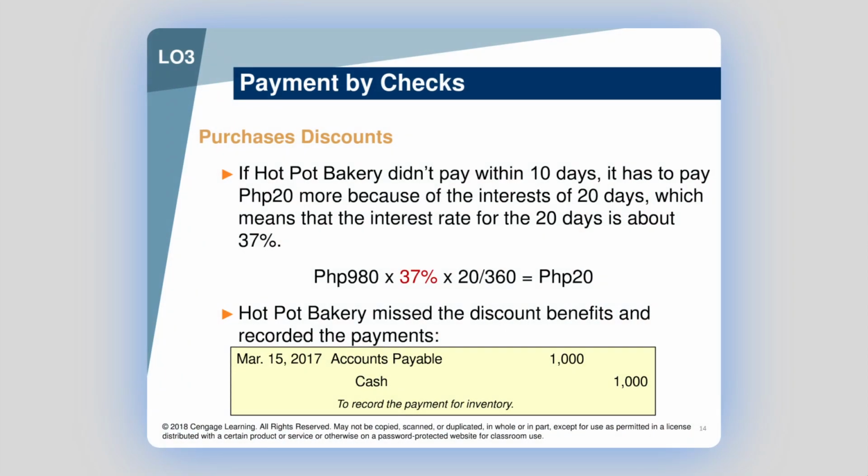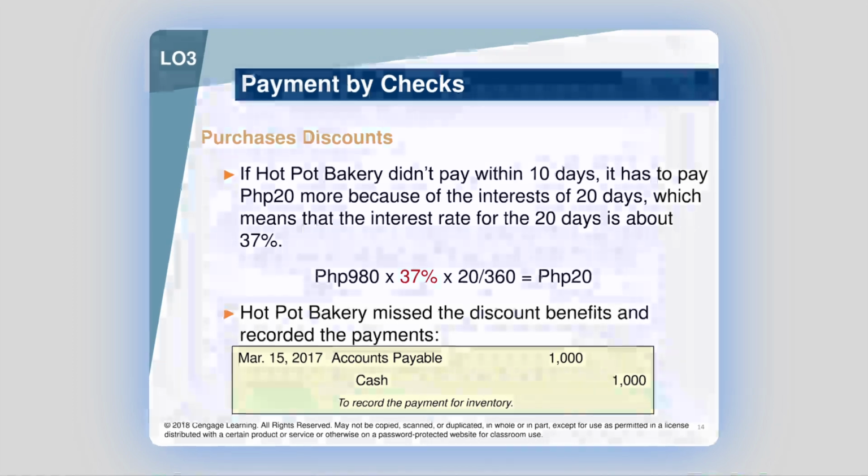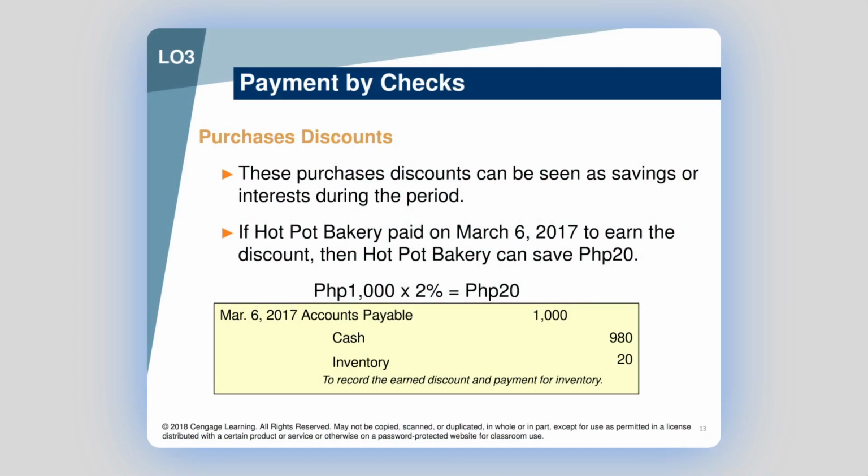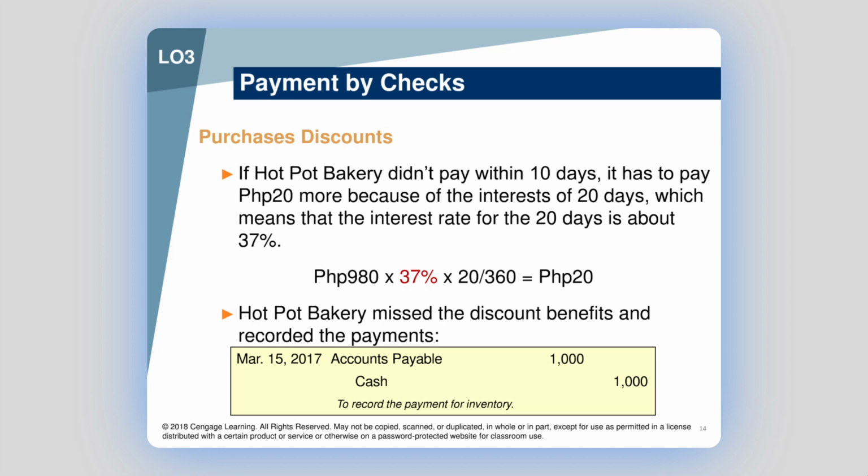So if Hot Bakery didn't pay within 10 days, it has to pay the 20 pesos more because of the interest of 20 days, no? Which means that the interest rate for the 20 days is about 20 pesos. So 980 times 37%, times 20 divided by 360, no? What if nagbayad tayo within the discount period? So, you debit accounts payable, and credit cash. Sayang, no? Ito kanina, ito yung ating may discount. Sayang, no? For me, you should avail of a discount.